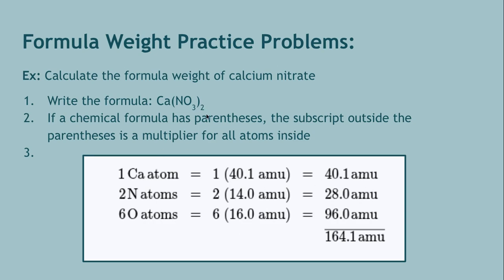You're going to distribute this subscript of 2 here to the nitrogen atoms. You multiply that by the atomic weights, you're going to get 28. And then for this one, you're going to distribute the 2 into the 3 here, and you're going to get 6 oxygen atoms times the atomic weight, and you're going to get this. And then adding all these numbers up, you're going to get a total formula weight of calcium nitrate to be 164.1 atomic mass units.